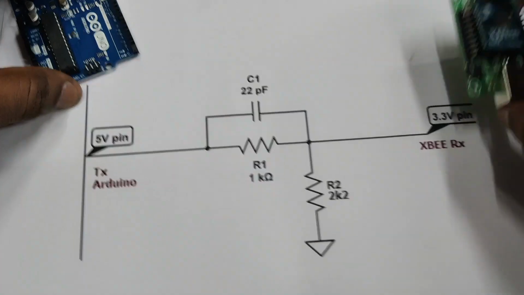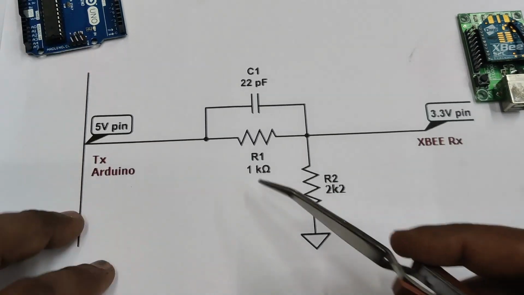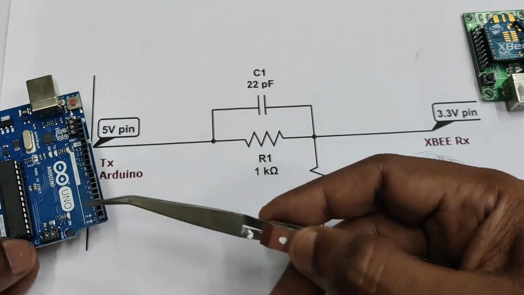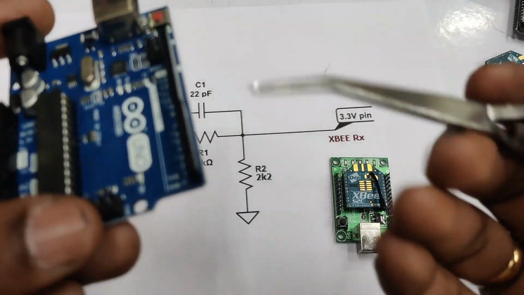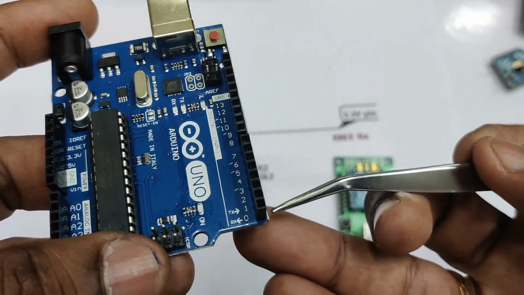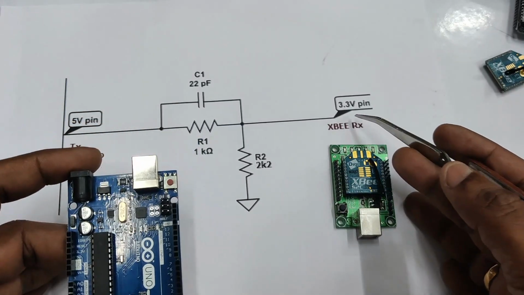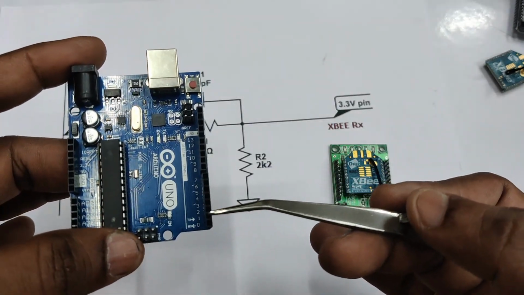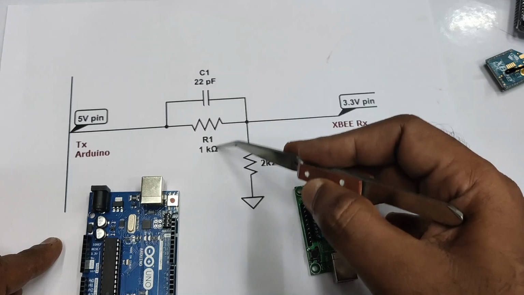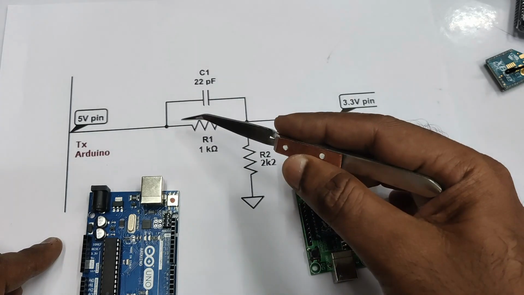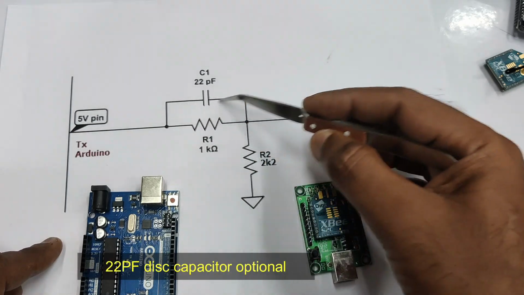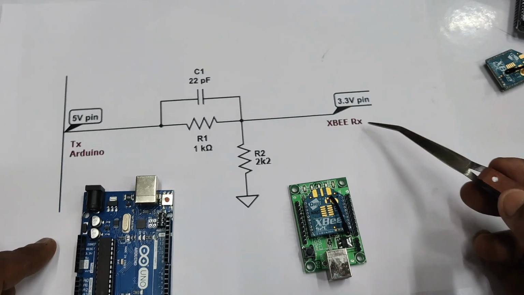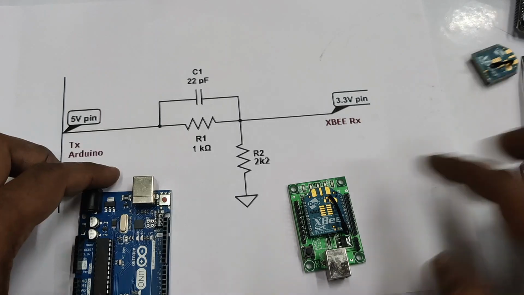This is the first level shifter, a very simple level shifter using two resistors and a capacitor. A series resistor 1K and a parallel 2K2 is required. This level shifter is required at the RX pin of XBee. This 22pF disc is optional, it can be omitted also. And for these resistors you can even use 4K7 and 10K in parallel.